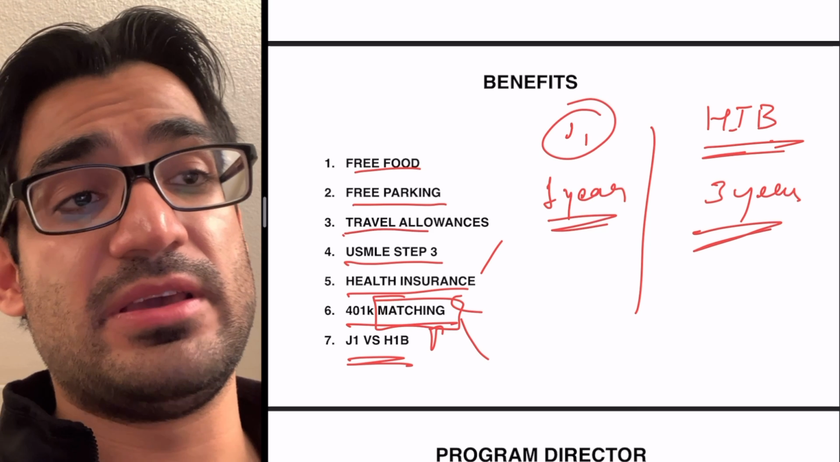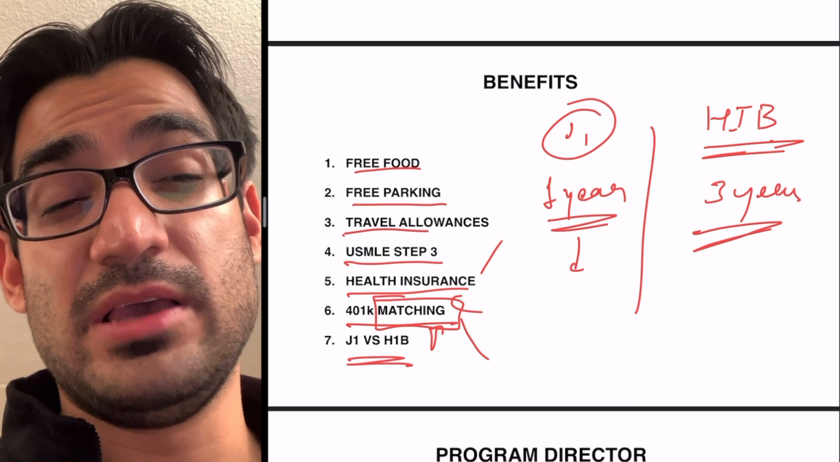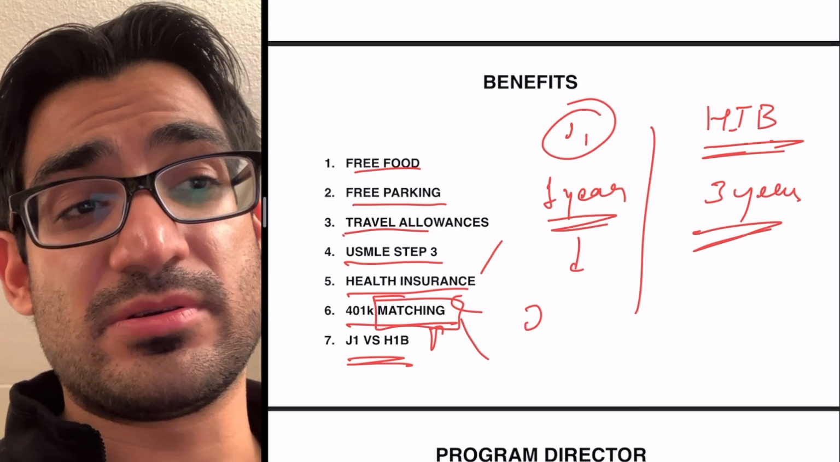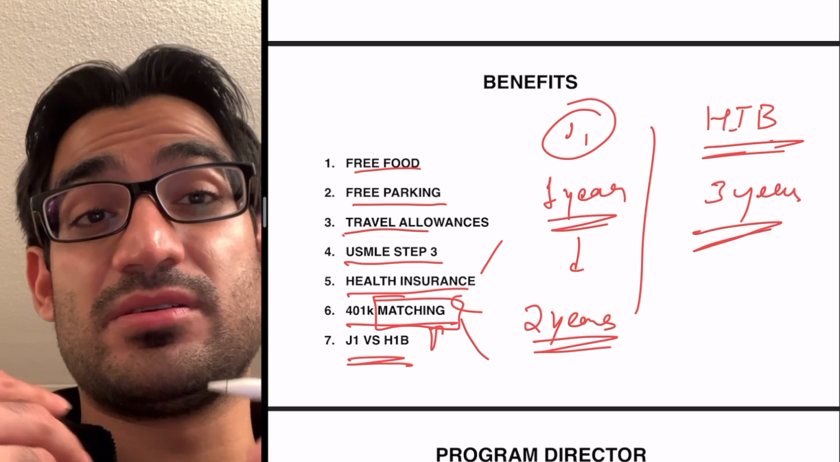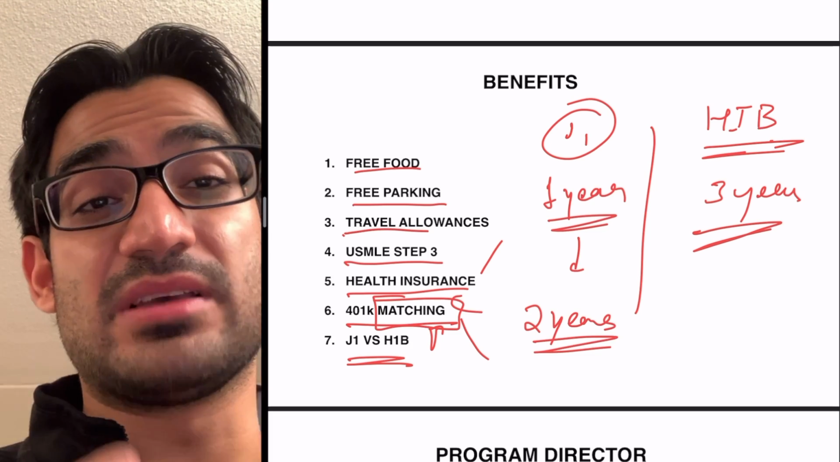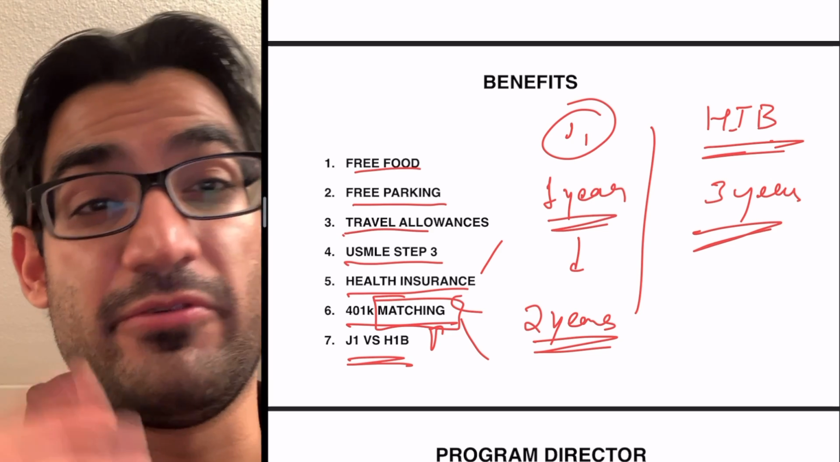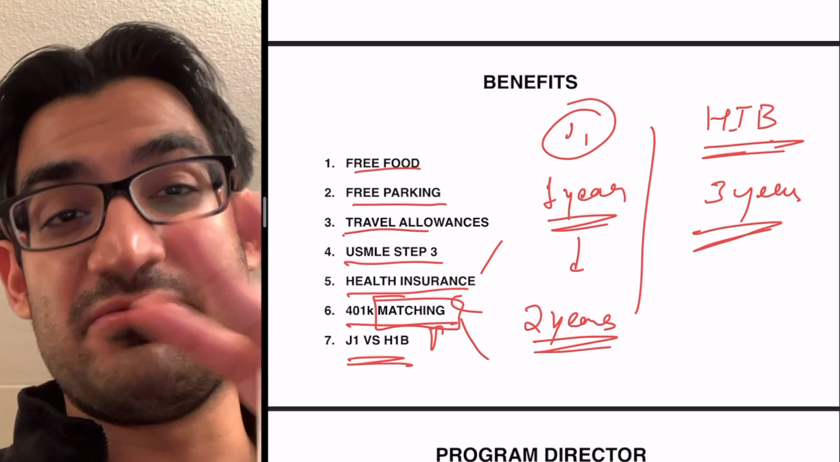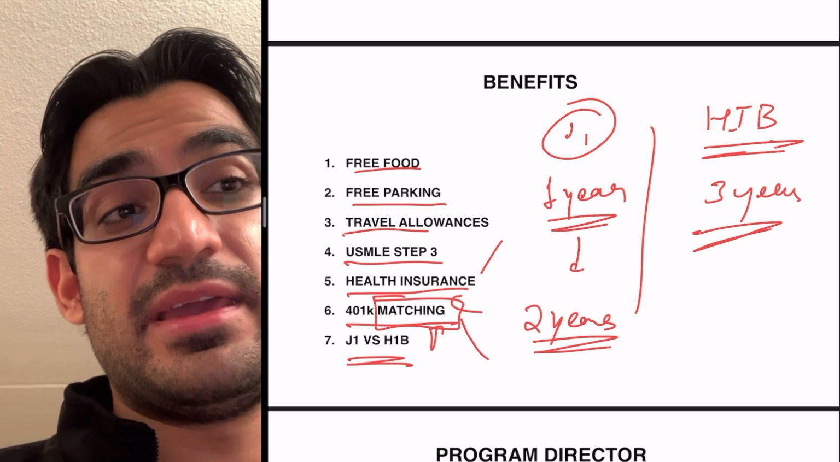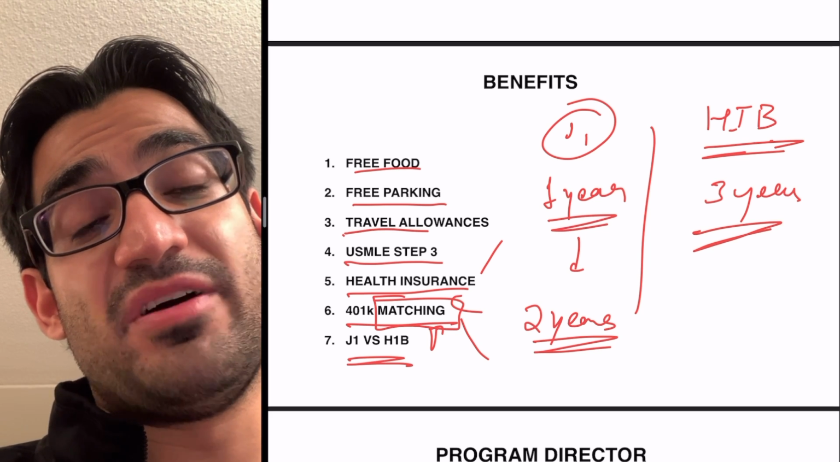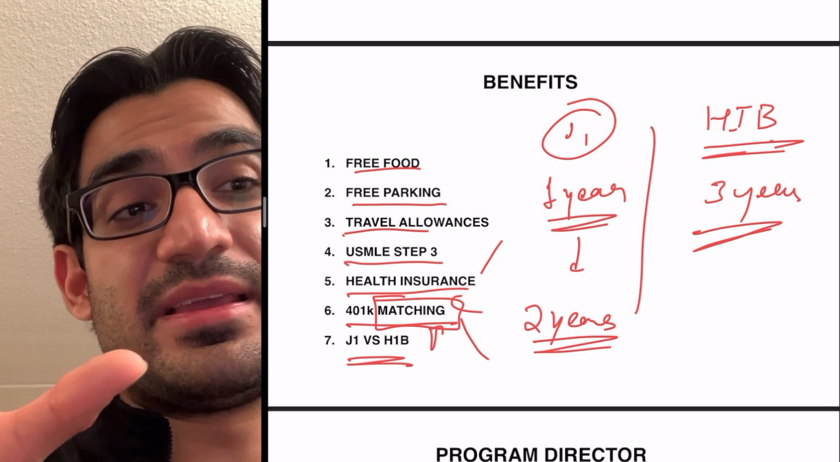The con for J1 is that once you're done with the residency, you either need to return to your country for about 2 years, then you can come back. This is why it's called the J1 exchange visa, because your country is sending you to America for learning, and then after your learning is over, you go back and give back to your own country, and the minimum period that you have to work in your country is 2 years.